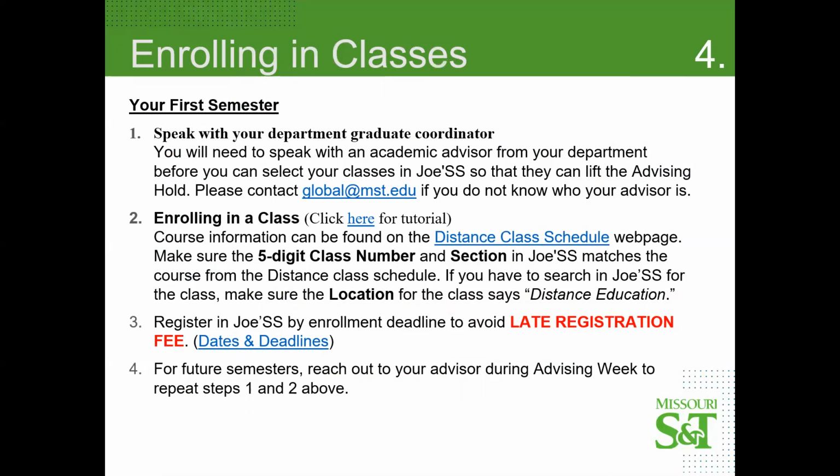So then your next step would be actually enrolling in the course. There is a link to the tutorial here. Course information can be found in the distance class schedule webpage, which we just discussed. And just to reiterate, make sure the 5-digit class number and section in JOES matches the course from the distance class schedule. If you have to search in JOES for the class, make sure the location says distance education.